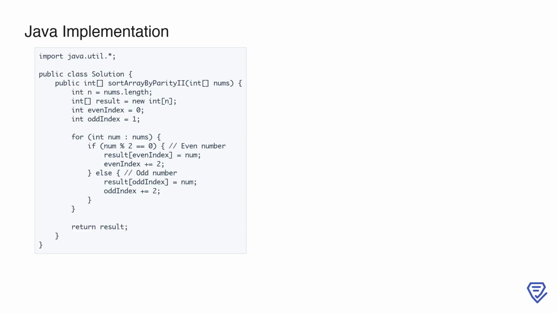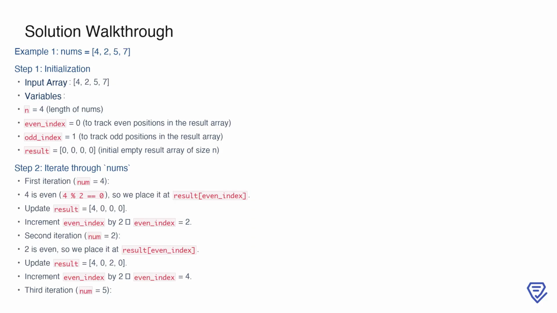Key differences include the use of explicit data types such as int and the enhanced for loop for iterating through the array. The method returns a new array where even indexed positions contain even numbers and odd indexed positions contain odd numbers. To solve the problem, we begin with the input array nums, which in this example is 4, 2, 5, 7. First, we initialize several variables.